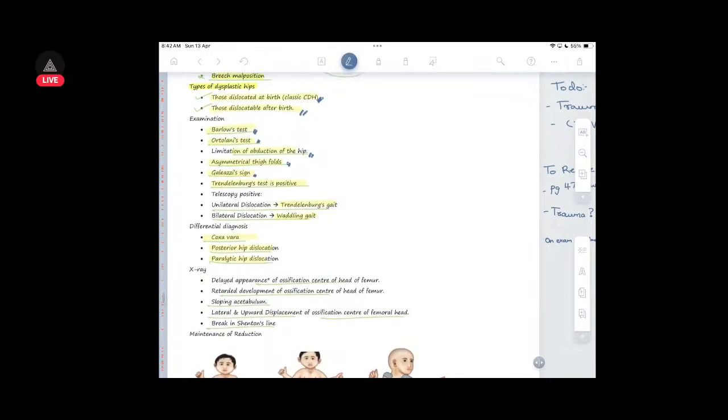Trendelenburg's test you have to do, and telescoping will be positive. Unilateral dislocation gives Trendelenburg gait. Bilateral dislocation will have waddling gait.